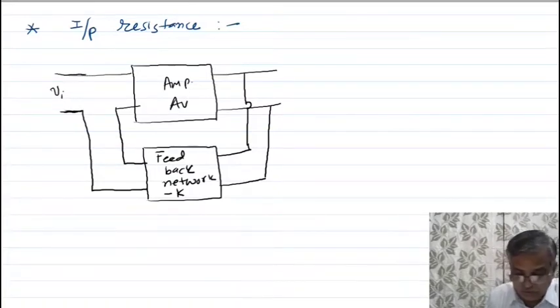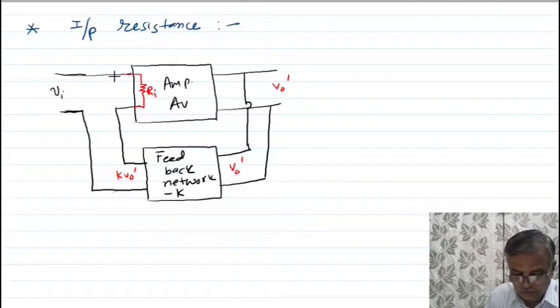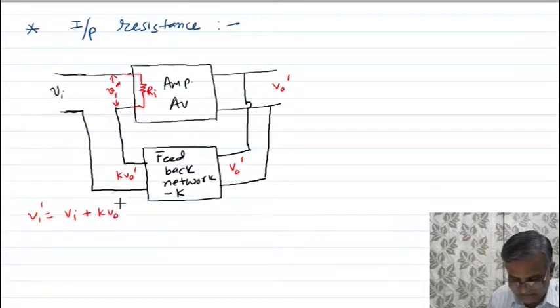Here I am showing you, this is the input resistance of the amplifier, Ri, when feedback is not applied. When feedback is applied, then the output voltage will become VO dash, and the input of the feedback network is VO dash, and this provides KVO dash to the input, as this is in series with the input. So your input voltage will be changed and it becomes VI dash. So VI dash will be nothing but VI plus KVO dash.